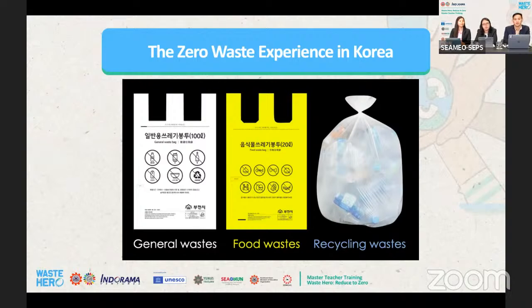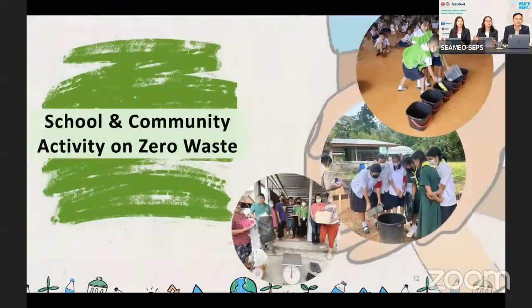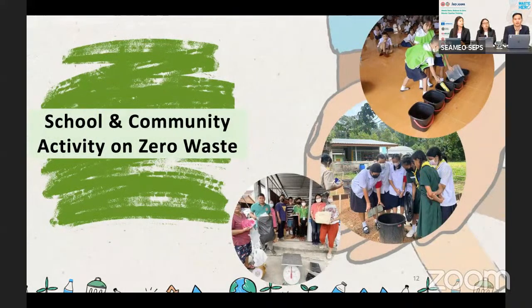You have to purchase from the convenience or the market in the area that you are living, because the money that you pay for the general waste bag and the food waste bag, it will be used in the recycling activities in the district. And the recycling waste bag, any plastic bag are fine to use for the recycling waste bag. And the next is about the school and community activity on zero waste.